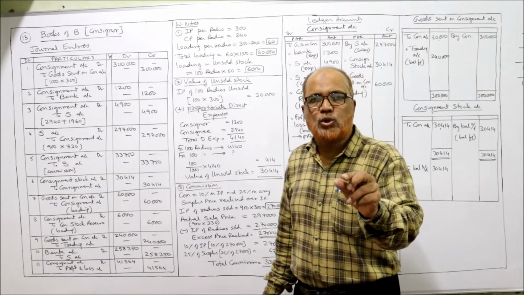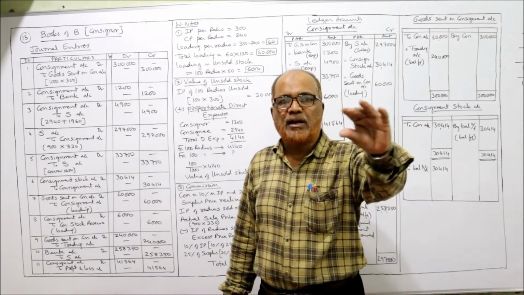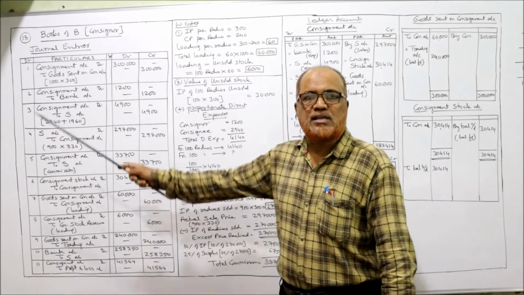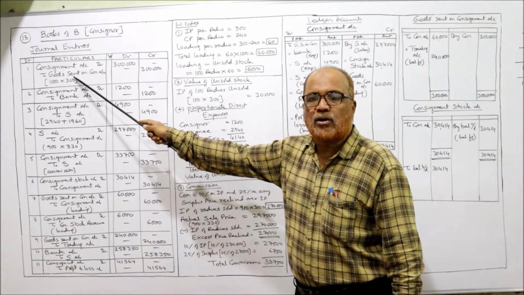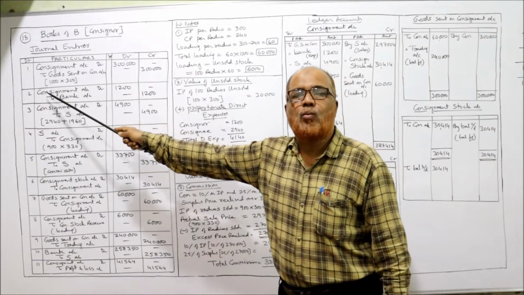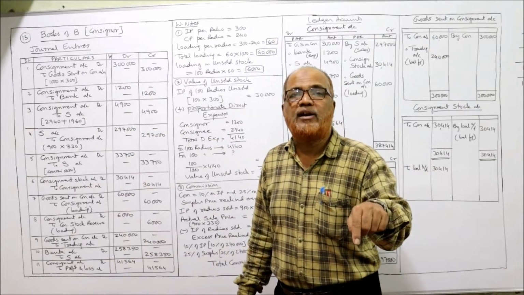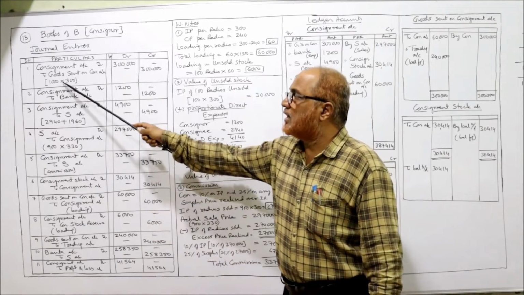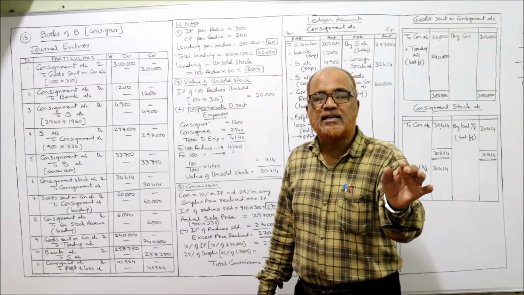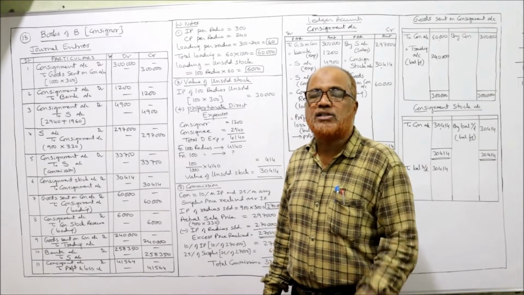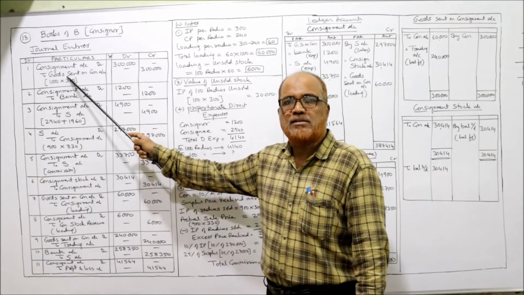First entry, as usual, goods. When goods are sent on consignment, consignment account debit to goods sent on consignment. See the first entry here. How many radios are sent? 1000 radios. What is the invoice price of each radio? 300. So 1000 into 300, 3 lakh. Being the goods sent on consignment at invoice price.